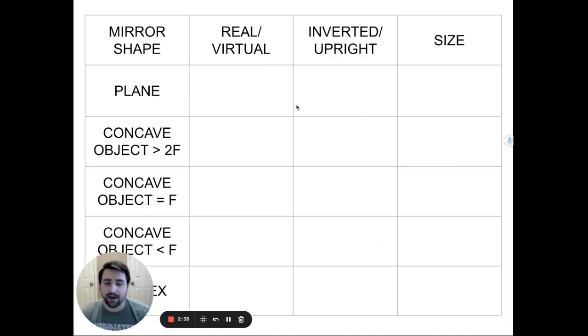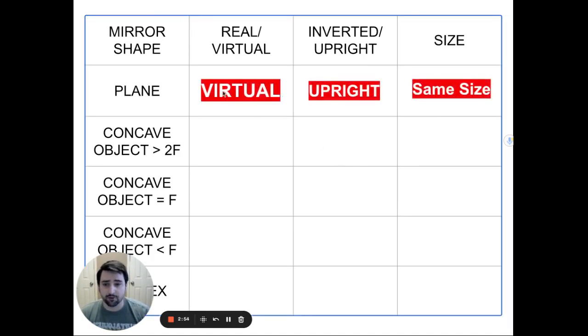As we're going through here, this is going to be your summary guide to make sure that you understand, hey, for a plane mirror, do we have a real or a virtual image? Is it upright, is it inverted? Is it reduced, is it enlarged, is it the same size? Obviously for this plane mirror that we just did, we have a virtual image. It's going to be inside of the mirror. It's going to be upright. It's not flipped. And it's going to be the same size as the original object.